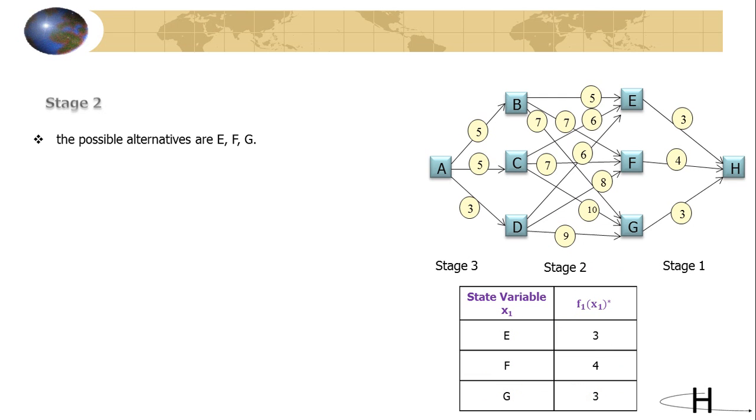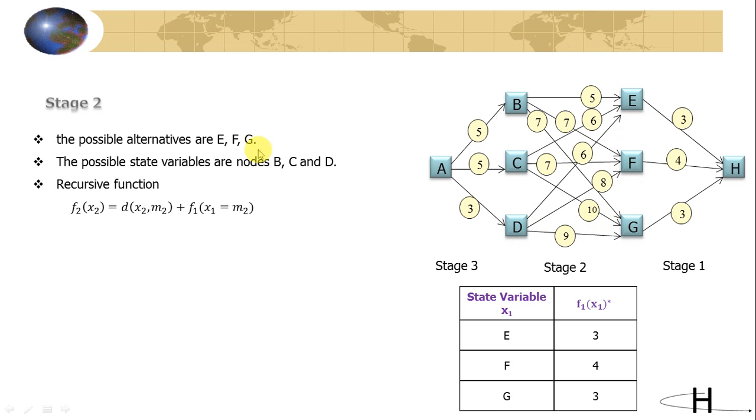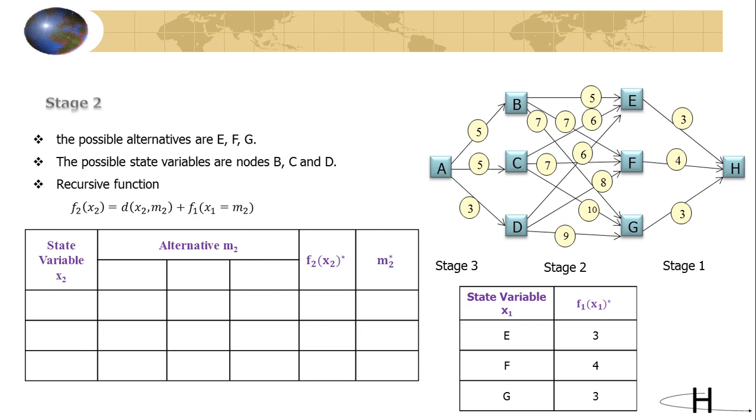Now in stage 2, the possible alternatives are E, F and G. The possible state variables are B, C and D. So the salesman can travel from B to either E, F or G, or from C to either E, F or G, or from D to either E, F or G. Now the recursive function for this stage is f2 of x2 equal to d of x2 plus f1 of x1. Now the various state variables are B, C and D, and here 3 alternatives are there, E, F and G.